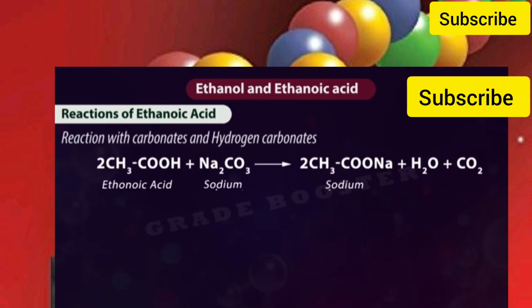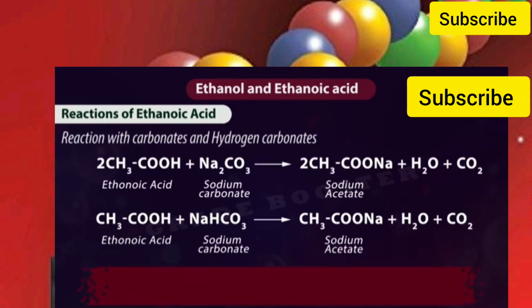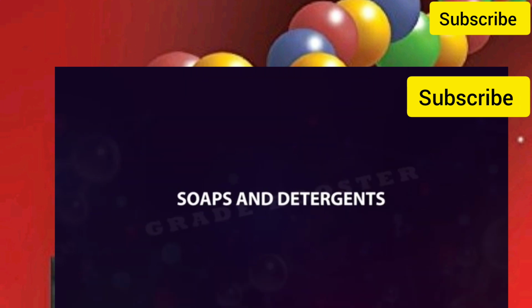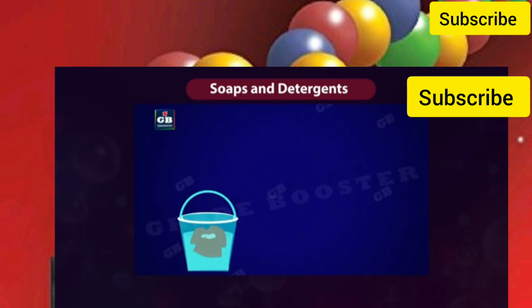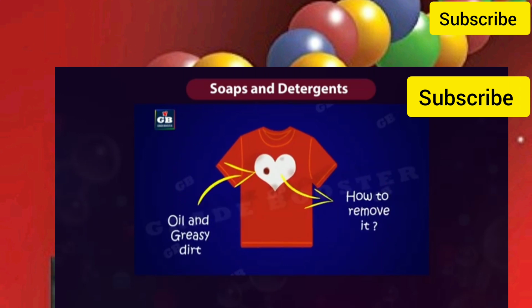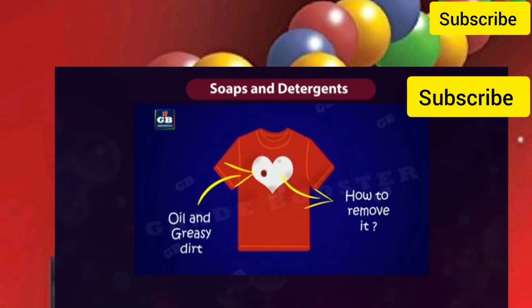Reaction with carbonates and hydrogen carbonates. Ethanoic acid reacts with carbonates and hydrogen carbonates to give rise to a salt called sodium acetate, carbon dioxide, and water. Soaps and detergents. If a shirt with dirt is simply rinsed in plain water, some dirt may go away, but it will not be completely clean, because most of the dirt is oily in nature and cannot be simply washed away by plain water.